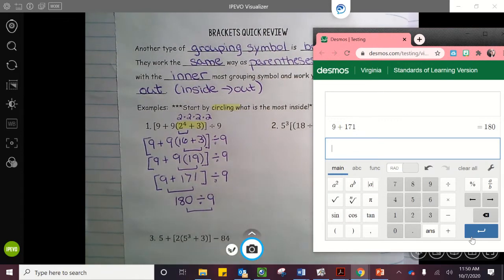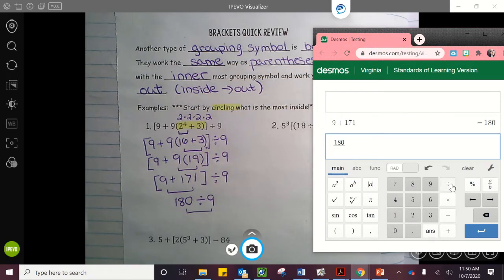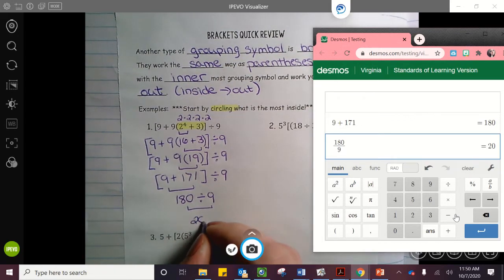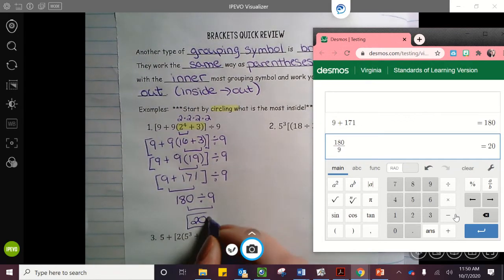So 180. And I believe you have to type this in again with this calculator. There's slight differences between the Desmos calculator and the handheld calculator. With a handheld calculator, you could just hit divide by 9. It would take the 180 and divide it by 9. You have to type it in again in this one. So divide the 180 by 9, and that gives you 20. So my answer here would be 20.